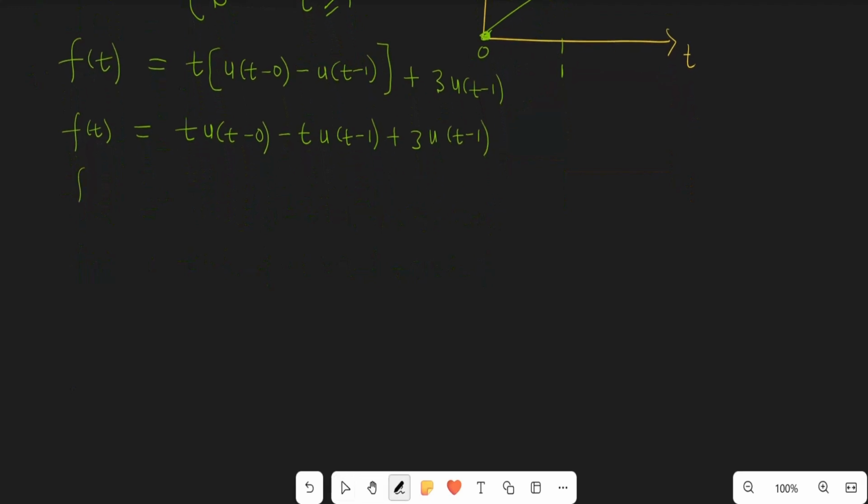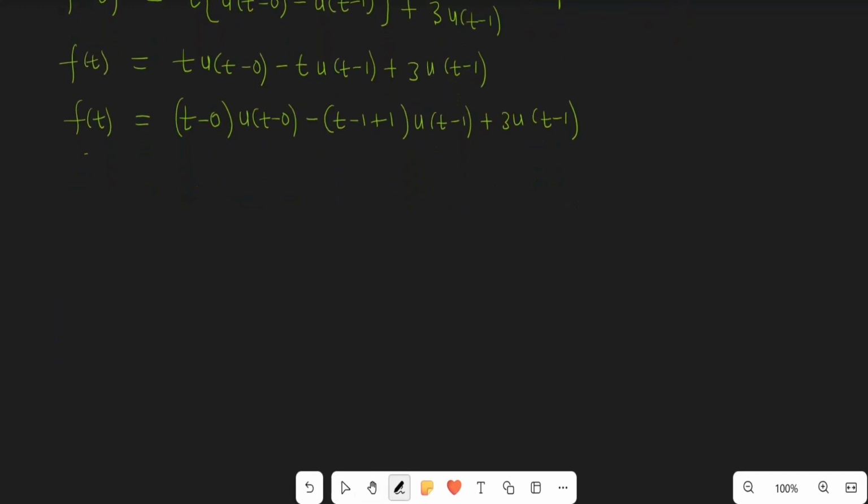Cool. So f of t is going to be equal to, let me shift these variables. I'm going to have t minus 0, which doesn't change anything, then multiply this one by u of t minus 0. And for this one I am going to subtract 1 and add 1. This one is going to be t minus 1 and then plus 1, multiplied by u of t minus 1, plus 3 u of t minus 1.